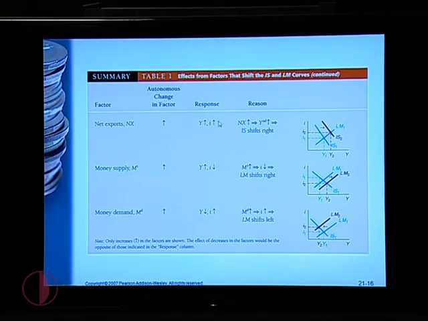Money supply is also positive: when the money supply MS, an autonomous change in the factor, increases, output increases but the interest rate decreases. What happened to the LM? The LM shifts right. When money demand MD increases, output decreases and the interest rate increases. What happened to the LM? It shifts left.